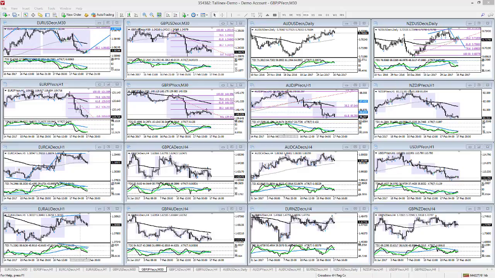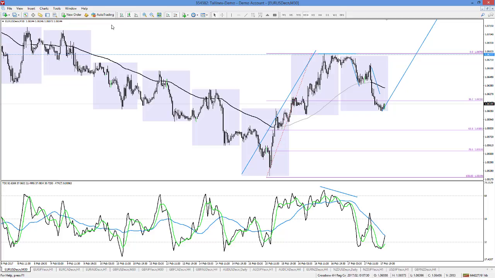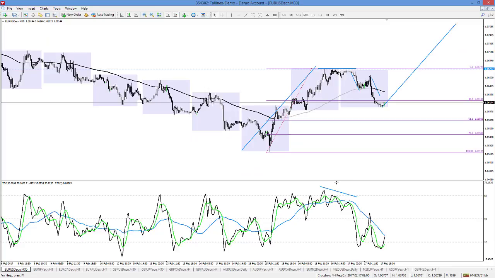Let's start up here in the upper left with the euro dollar. I'm on a 30-minute chart. You can see here we had bearish divergence and we sold off during Asia on Friday, and we came off the bottom here on Wednesday, and we're coming in right here to create some bullish divergence market baseline.